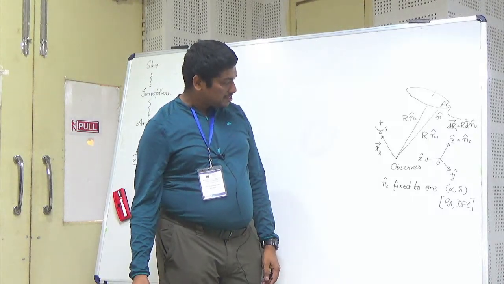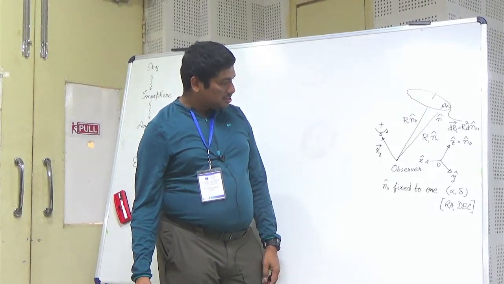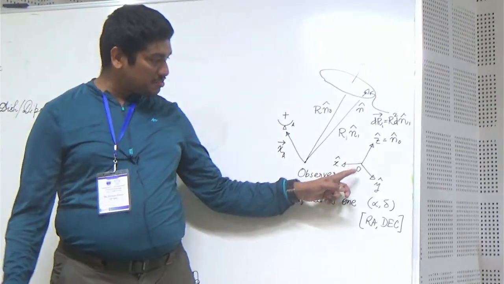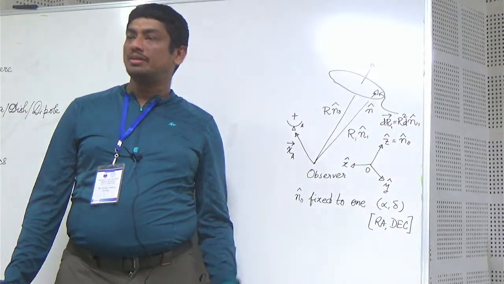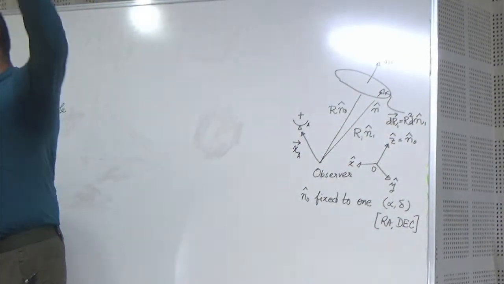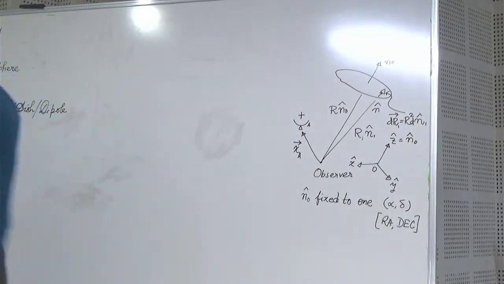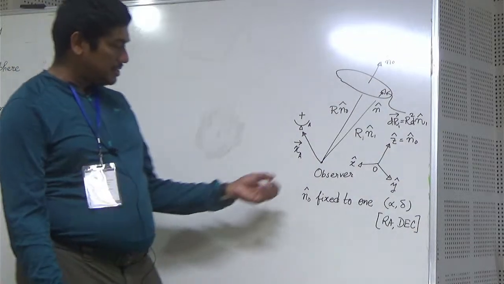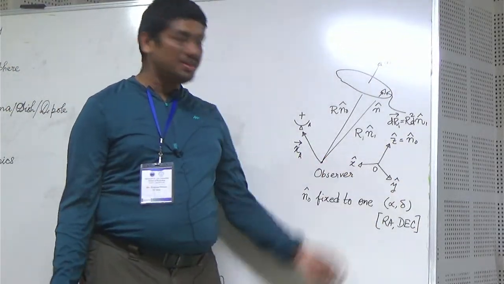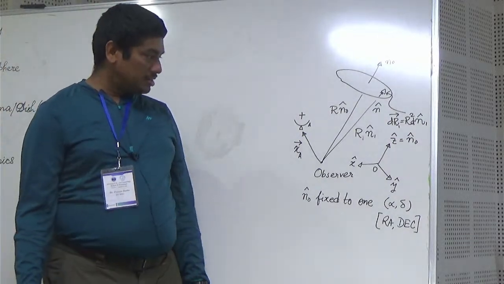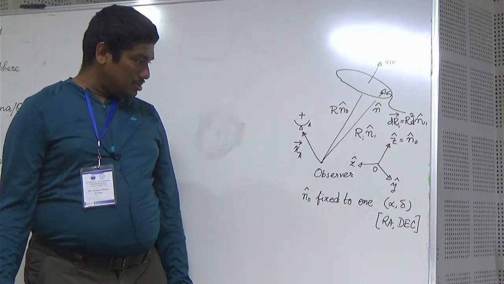And then I may need a 3-dimensional Cartesian system. In this Cartesian system, the z-axis is along n0 cap, and then I have a perpendicular plane with x cap and y cap, which lies in the tangent plane at that point in the sky. This x cap is usually chosen along the east-west direction, y cap along the north-south direction, and then you get a right-handed coordinate system. So this is the setup.